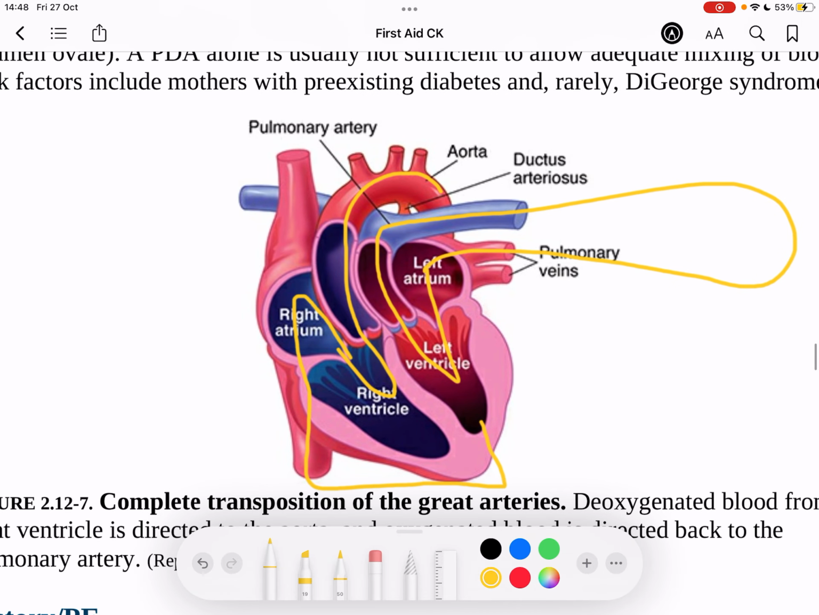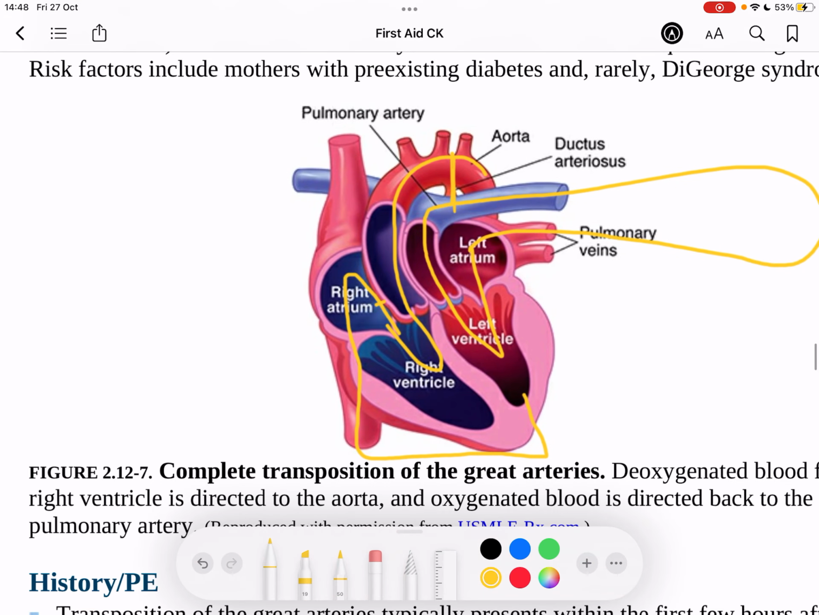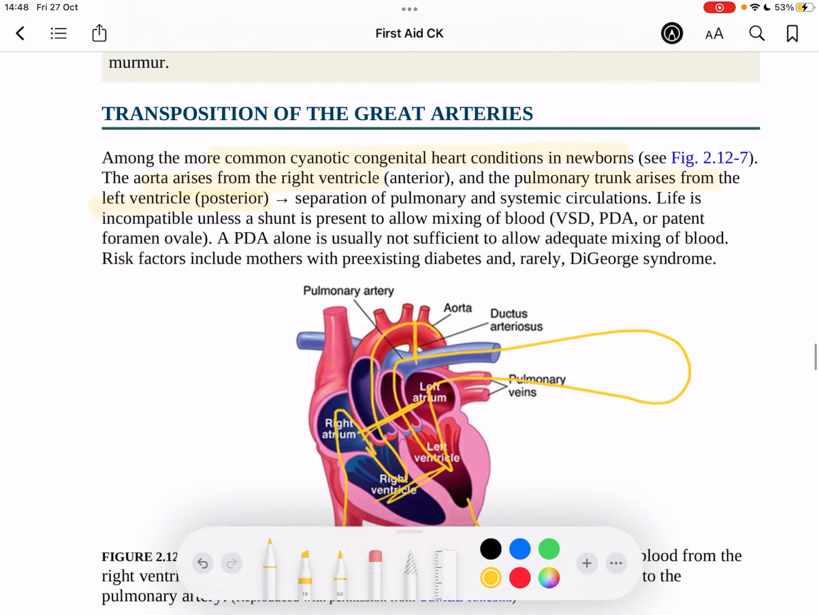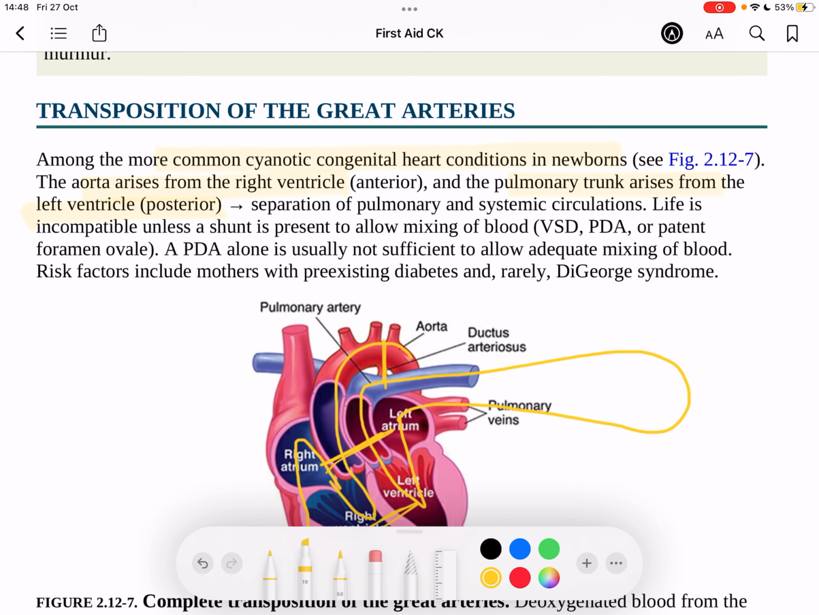So essentially, in order for the baby to survive, we need shunts. We need ASDs, VSDs, PDAs. We need ways for us to create connections between these two circulations. So we have separation of the pulmonary and systemic circulation. Life is incompatible unless a shunt is present to allow the mixing of the blood: VSDs, PDAs, or patent foramen ovale. A PDA alone is usually not sufficient to allow adequate mixing of the blood. Okay, a PDA is very, very small, so we usually need more. We usually need an ASD or a VSD.